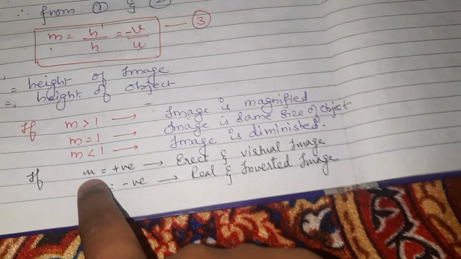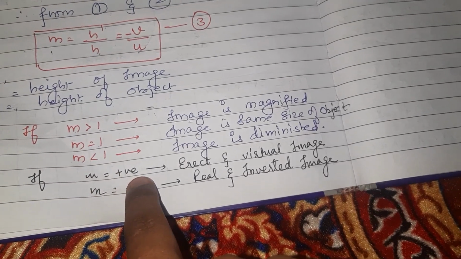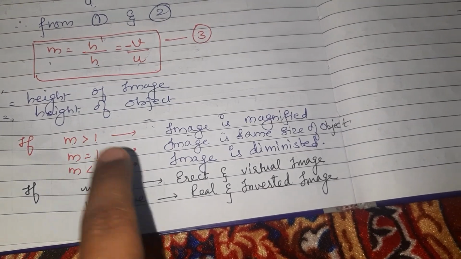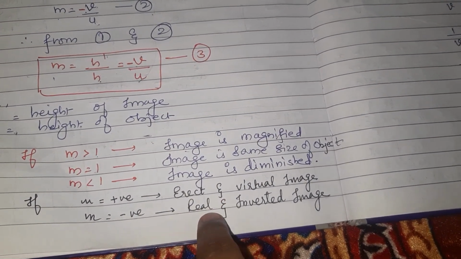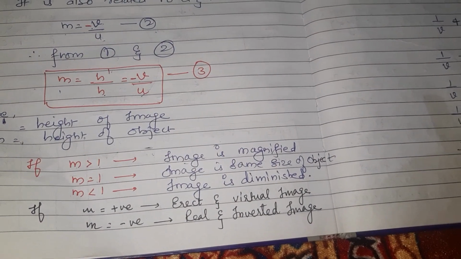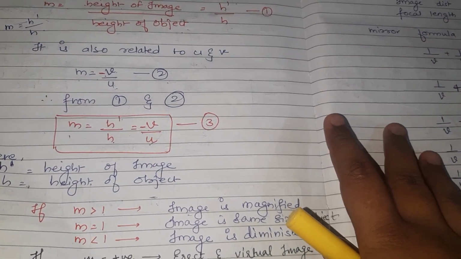Also, if magnification is positive, then the image is virtual and erect, whereas if magnification is negative, then the image is always real and inverted. Remember this point and you will be able to solve the sums.